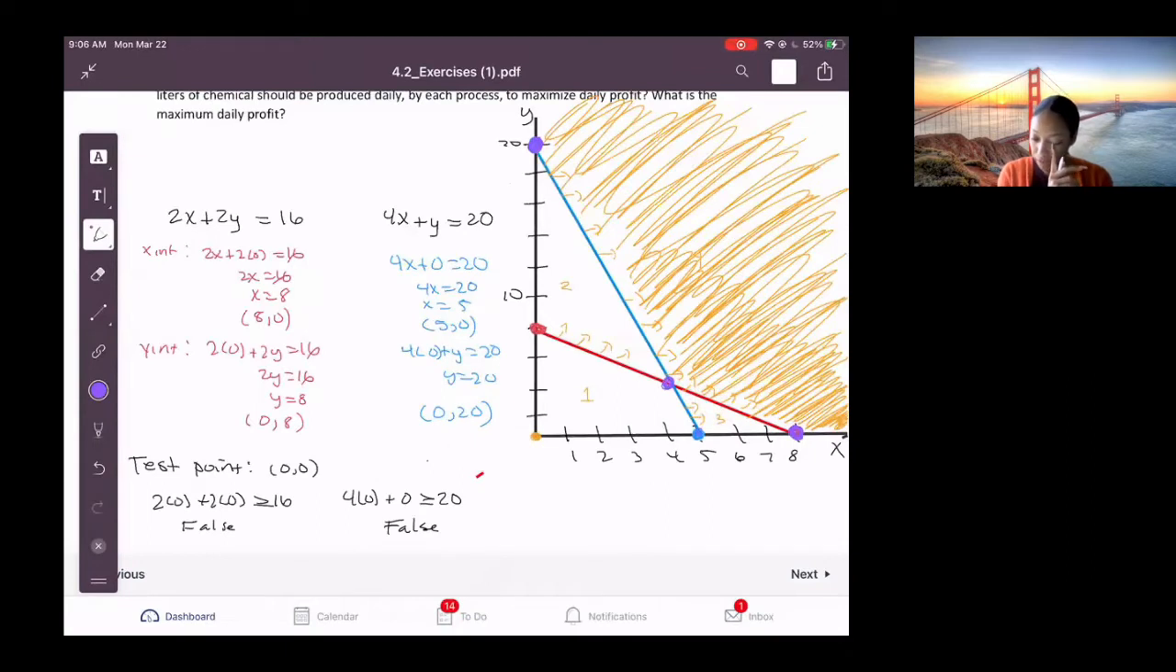Okay, again, I've run out of space here, so I'm going to go to the Zoom whiteboard to finish up the problem and find that intersection point. So from here, what we need to do is label our corner points. One is 0, 20, one is 8, 0, and then we need to find the intersection of these two lines to find the third corner point. And once we have those corner points, we'll plug them into our objective function to find the maximum or minimum. All right, so our lines were 2x plus 2y equals 16, and then 4x plus y equals 20.